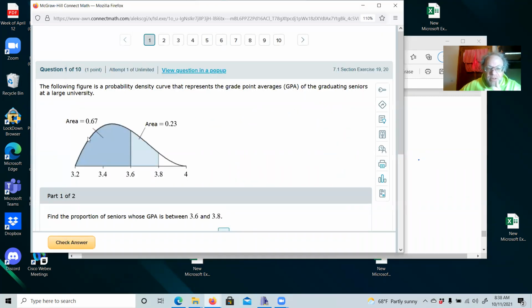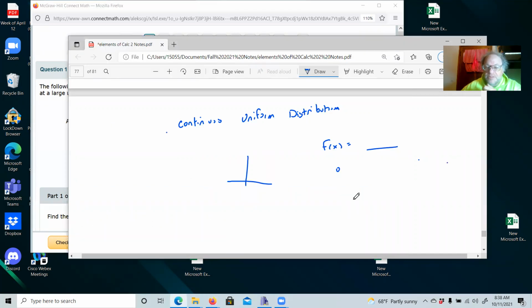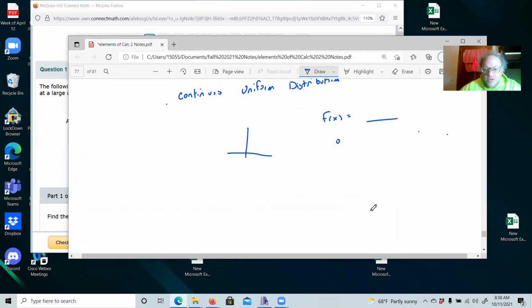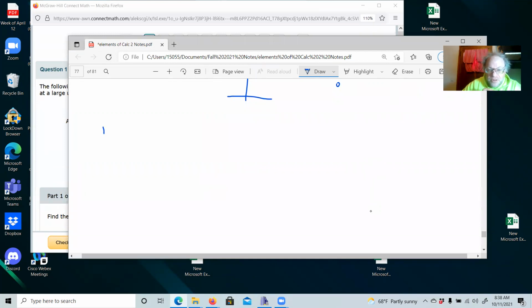Now, if they didn't put these on here, you would need to know what the function was, and you'd need to use calculus to get these areas. That's why I start with uniform distributions, because for the uniform, there's the curve.